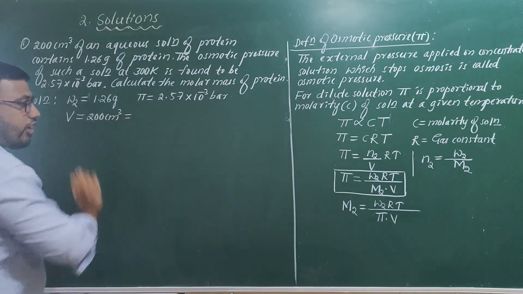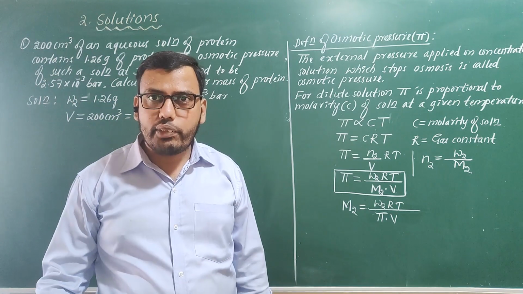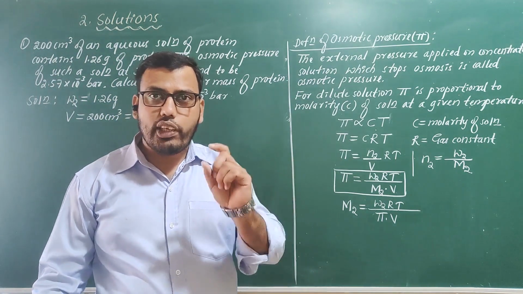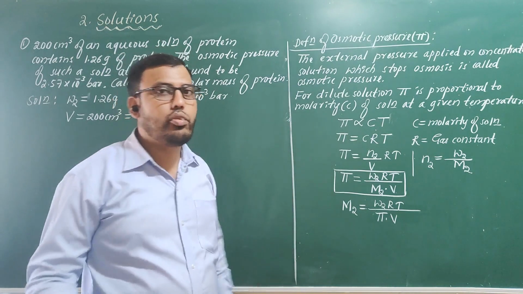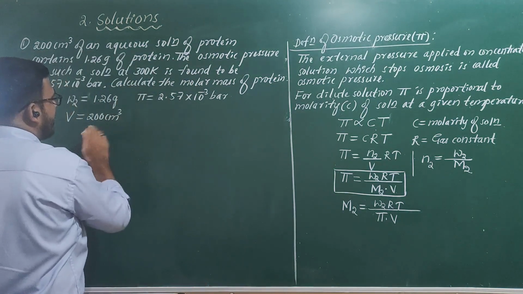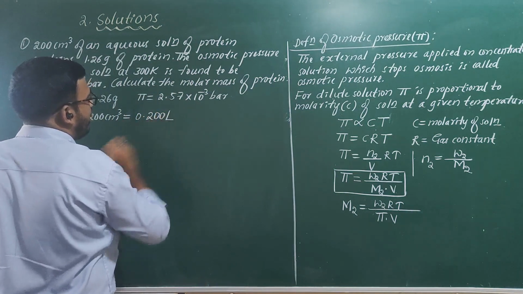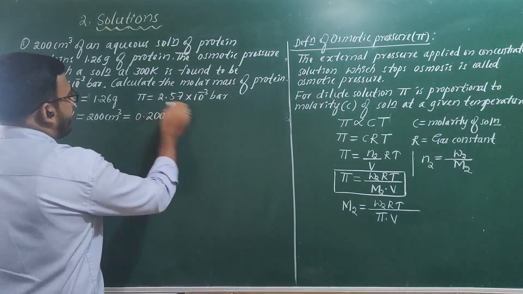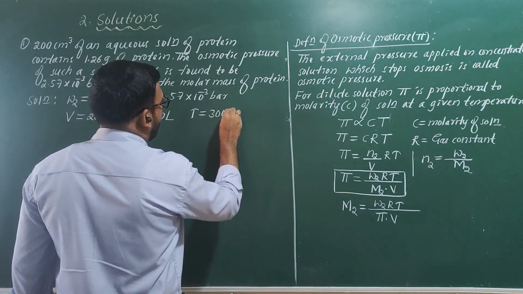Compulsorily we have to convert this volume of solution into liters. Why? Because this volume of solution comes from molarity, moles of solute divided by volume of solution in liters. So you have to convert V into liters. Just divide by 1000, so 0.200 liters. Now we got the volume also. Next, temperature is given: capital T is equal to 300 Kelvin.